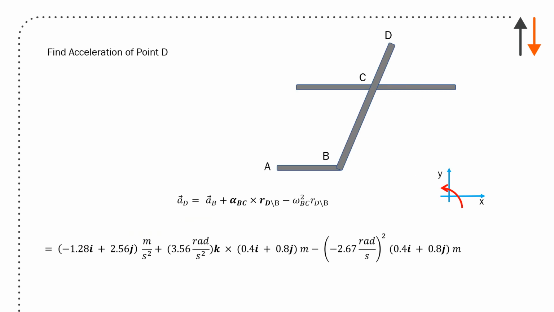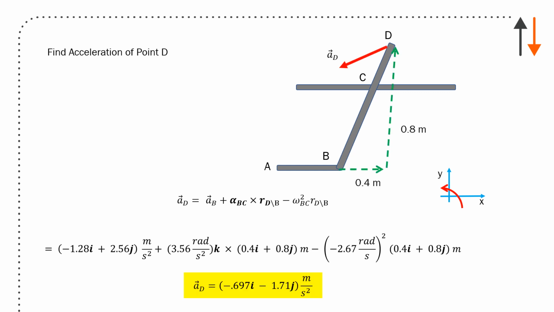Calculated all the terms. For the acceleration at point D, that's equal to acceleration of B plus the tangential acceleration and the normal acceleration. Substituting in all of the expressions I already have, I already know what the angular acceleration of BC is and what the omega of BC is. And so I have a total acceleration there. The result is that I have acceleration of D, which is minus 0.697 i, minus 1.71 j meters per second squared.